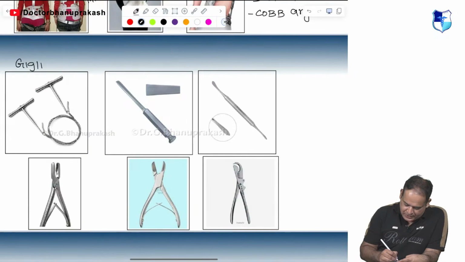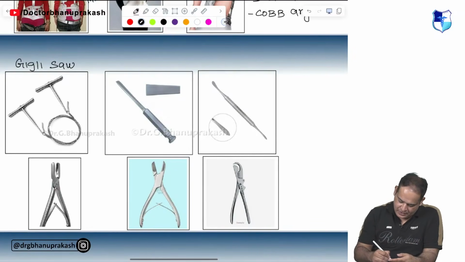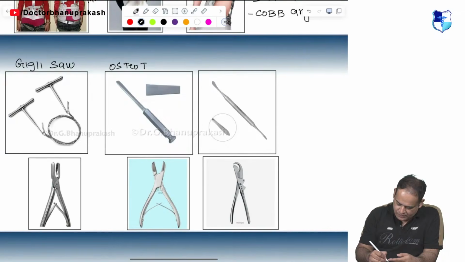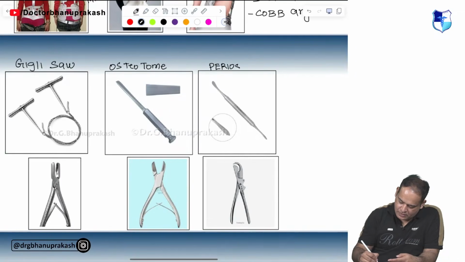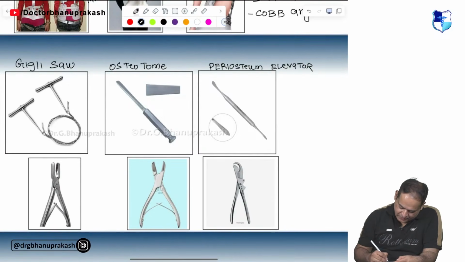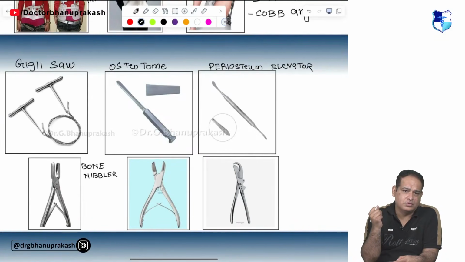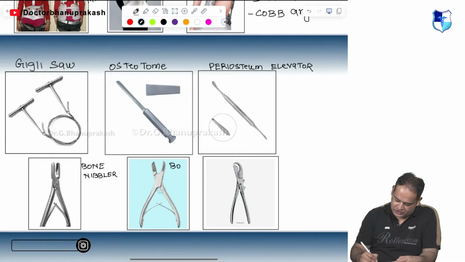Now, this one is Gigli saw, used to cut the bone. Fine. Now, this one is osteotome. This is periosteum elevator. Now, this one is bone nibbler. When you want to cut just small pieces of bone, right? Bone nibbler. Now, this one is bone cutter.